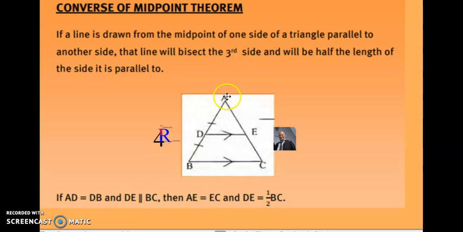So if AD is equal to DB and DE is parallel to BC, then DE bisects AC into AE and EC being equal to each other, and DE is half of BC.